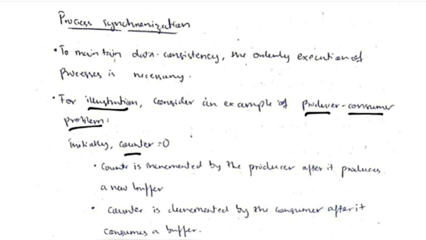In this we will be using a counter which is initialized to 0, and whenever the producer produces a new item, at that time the counter will increase, meaning it will become 1, and whenever a consumer consumes the data produced, at that time the counter will become 0.